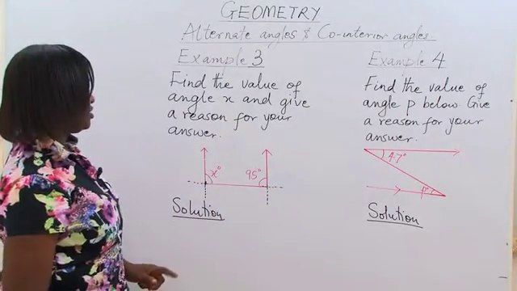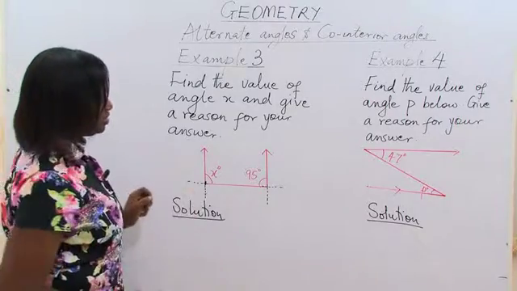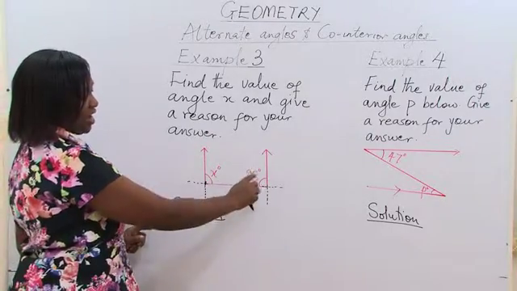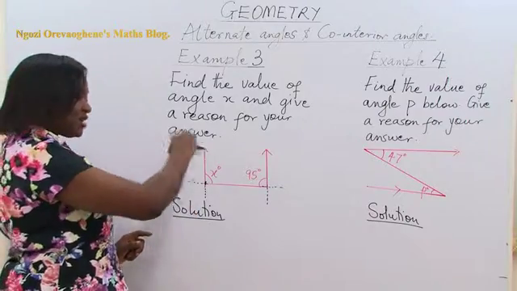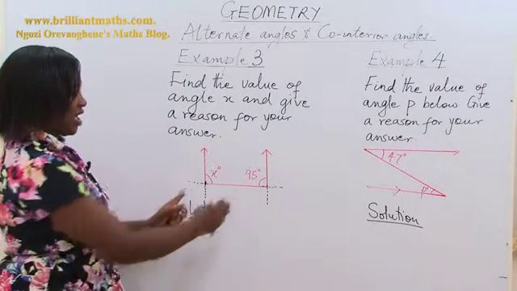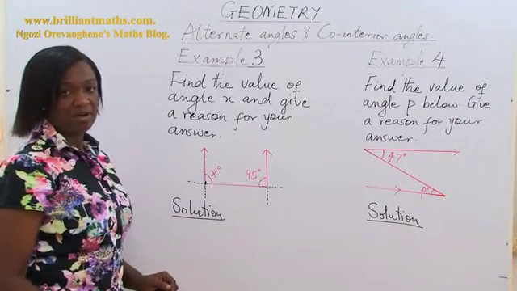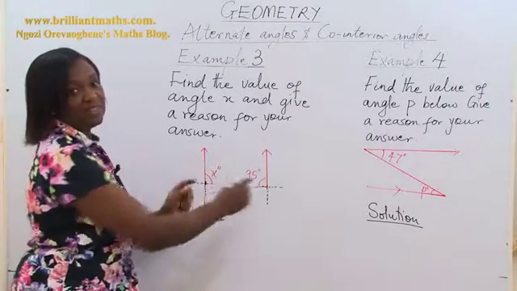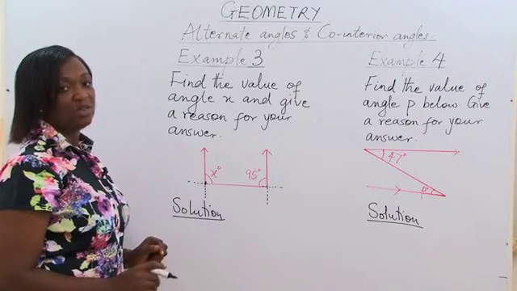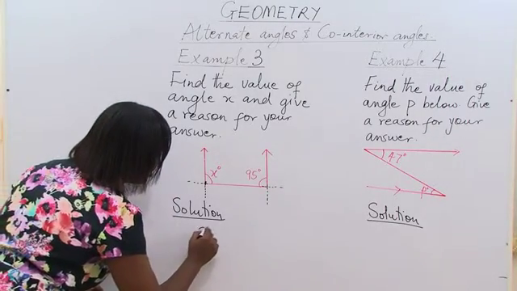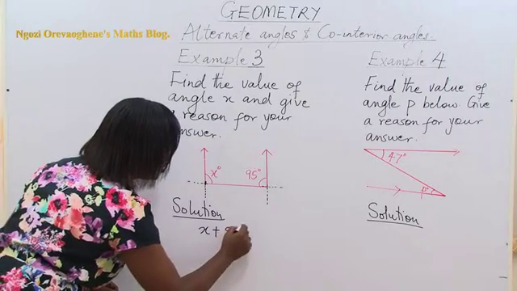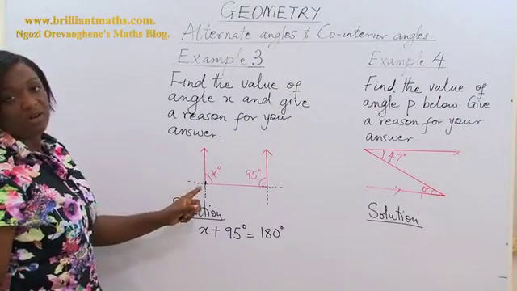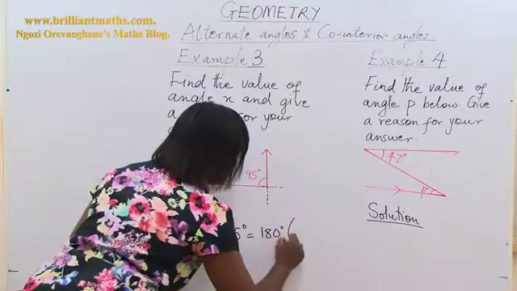When you do that extension, and then you look at the figure, you find out that angle x and angle 95 are on the same side of the transversal, and they are co-interior. If they are co-interior and they are formed by parallel lines, then the two angles are supplementary. So we can say that x plus 95 degrees is equal to 180 degrees. The reason is co-interior angles in parallel lines.